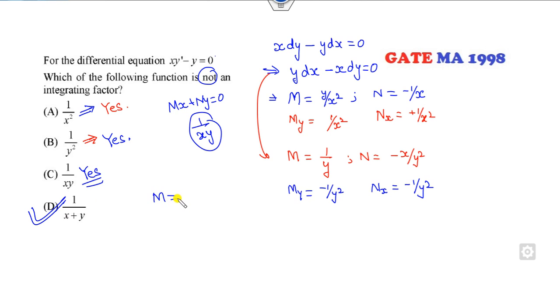How? You can see, if I multiply this, it's y over x plus y, and N will be minus x over x plus y. So if you find the partial derivative of M with respect to y, and of N with respect to x, both are not same. Anyhow, we already discarded the three options, so the fourth is the right answer.